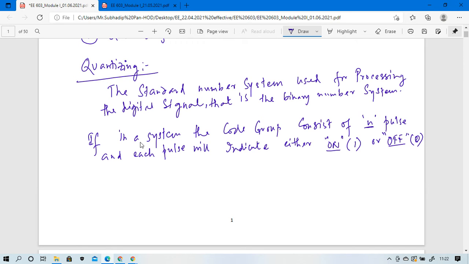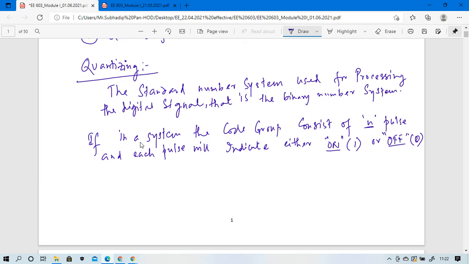So if we consider any such system having a code book which consists of n number of pulses, each pulse will be indicated either in an off state or in an on state. That means if the input is 1, it will be in an on state, and if the input is 0, it will be in an off state, whatever the binary number system is considered in the input.